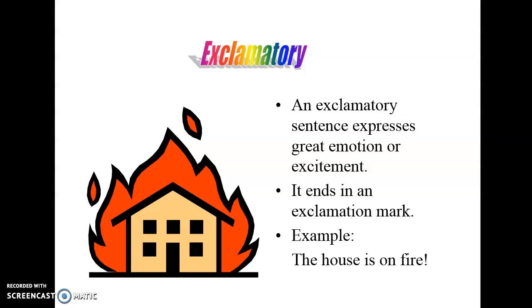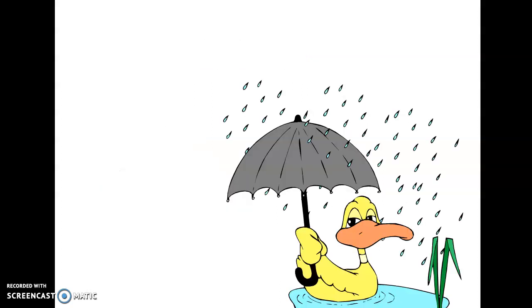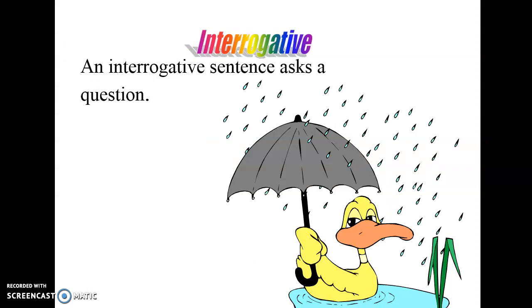So this is why it is called an exclamatory sentence, because it is full of emotion, or it can also be full of excitement. For example, my dad is home, with an exclamation mark, okay? Because, for example, you've not seen your dad in a very long time, so when he comes to the house, you're happy.